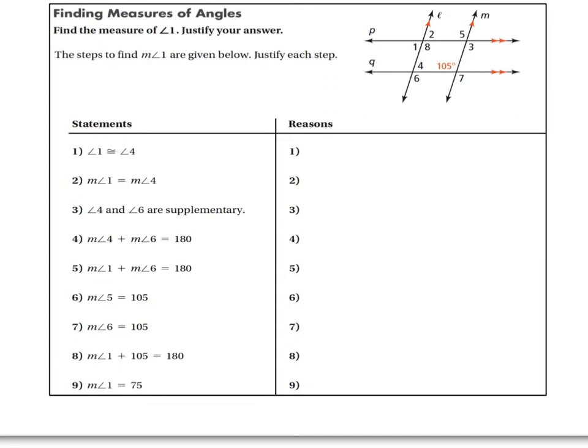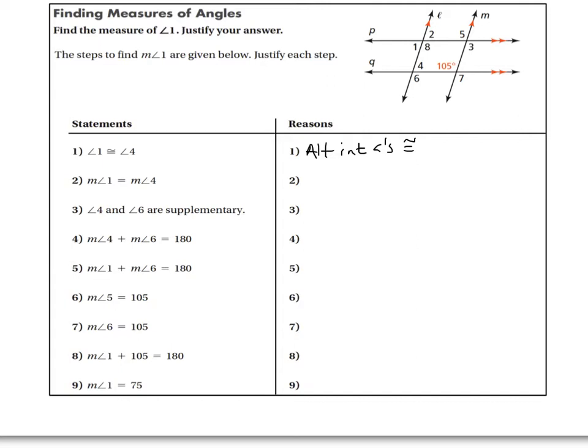Okay, so the first statement here says angle 1 is congruent to angle 4. And if you look at the picture here, we've got angle 1 right here, we've got angle 4 right here. And we want to know why they're congruent. Well, what type of angles are these? These are alternate interior angles. So we know that alternate interior angles are congruent. Or if you put the alternate interior angles theorem, that's perfectly fine.